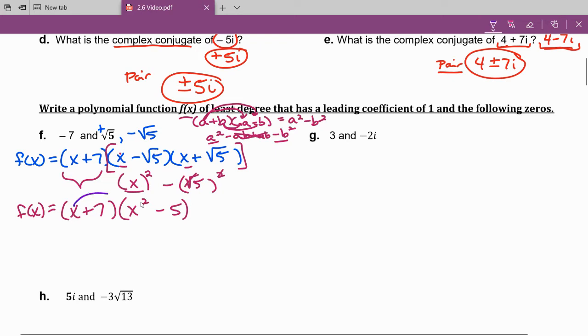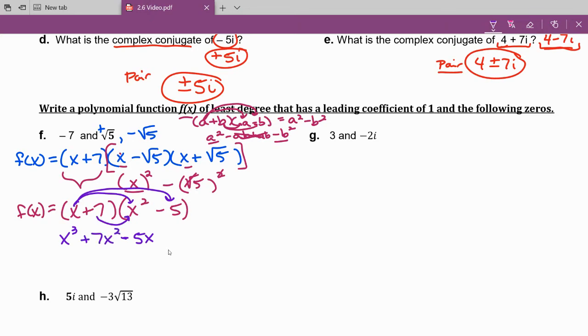So if I take my x times my x squared, I'm going to get x to the third. If I take the x times the negative 5, I'm going to get negative 5x. But I'm going to leave a little bit of space and put it over here, because when I multiply my 7 times my x squared, I'm going to get a positive 7x squared. And in standard form, the x squared should come before the x. And then take your 7 times your negative 5 and get a positive 35. So now we have our equation in standard form.